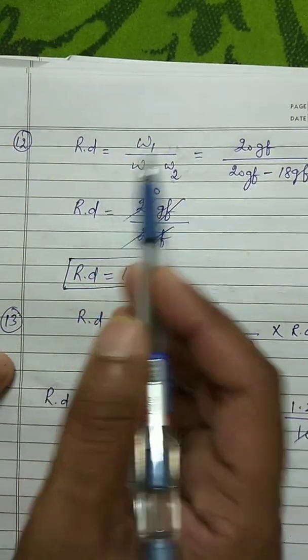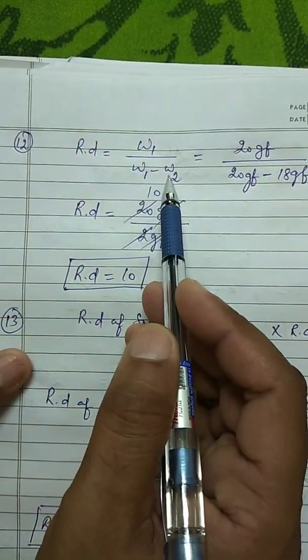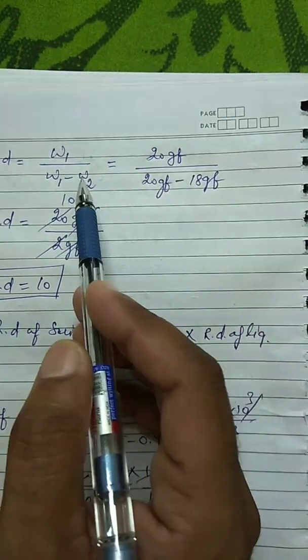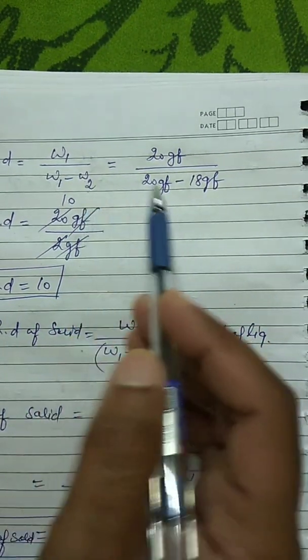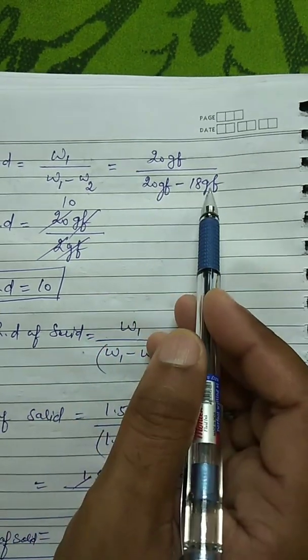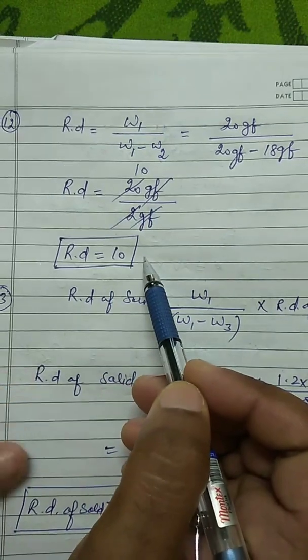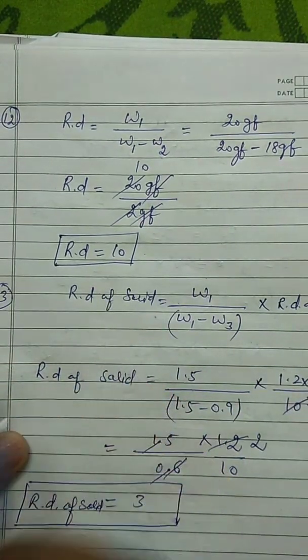12th numerical, relative density is equal to W1 over W1 minus W2. Actual weight in air is 20 gram force, and W2 is the weight of the body in water. So 20 gram force minus 18 gram force, 20 gram force divided by 2 gram force. Answer is 10. Relative density is equal to 10.